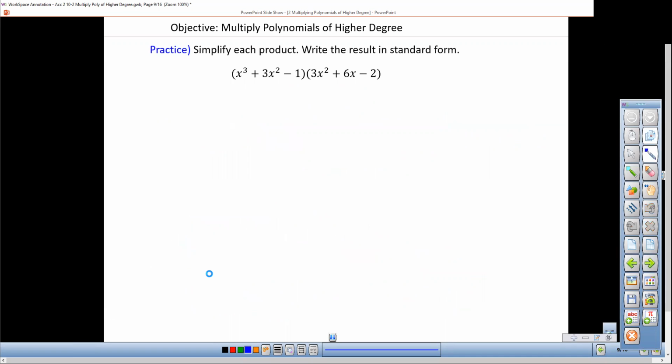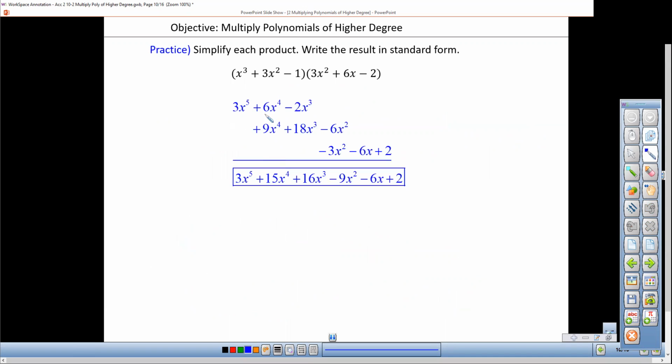Here's a practice problem. I would encourage you to pause the video, give it a try, come back and check. Let's take a look. So notice here are the 9 terms that we should have before we combine, lined up with their like terms. And then this becomes our final answer, already in standard form.